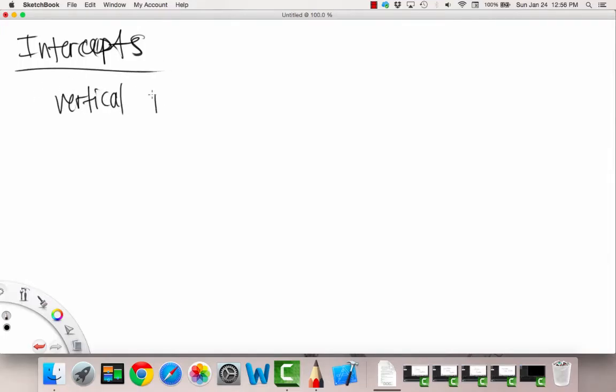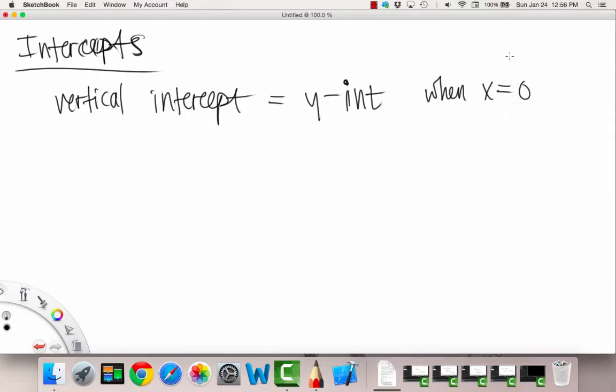Okay, so now let's go over intercepts in more detail. Notice I have the plural, which means not just the y-intercept. Technically, they're called vertical intercepts. The vertical intercept is basically your y-intercept, the one we all know and love, our b for our linear equation. This is when x is equal to 0, when our input is equal to 0.